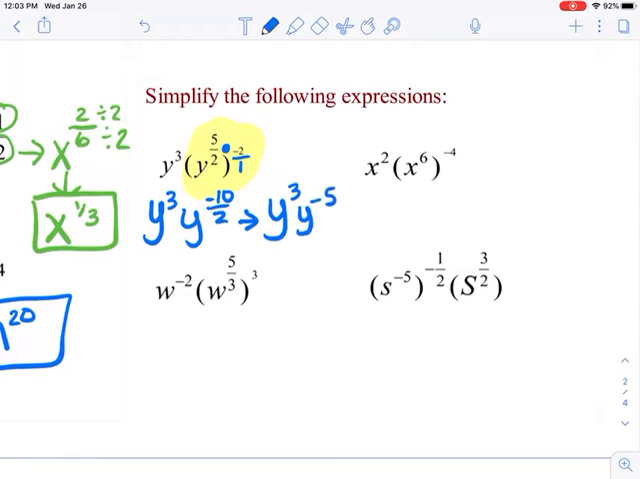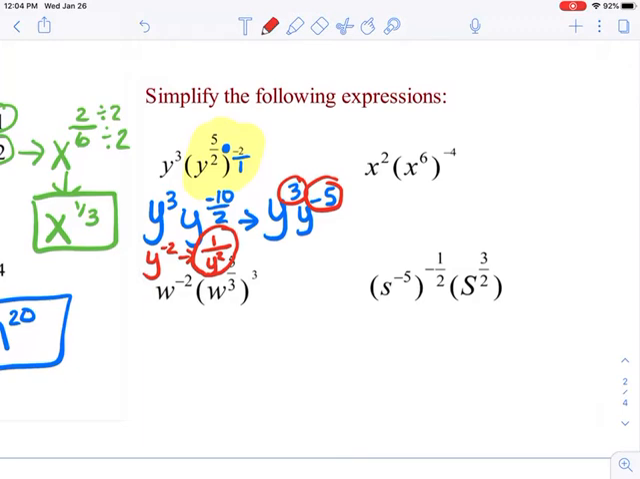Now I do the rule from yesterday, right? Multiplying things with the same base. They both have a base of y. That means we have to add our exponents. So I get y, 3 plus a negative 5 gives me a negative 2, which again, I can't leave like that. I don't want negative exponents, so I have to bring that to the denominator to make it positive. So there's my final answer. Again, we have to deal with the power to power stuff first. That's just using PEMDAS, doing the multiplication of exponents before we do any adding of exponents.